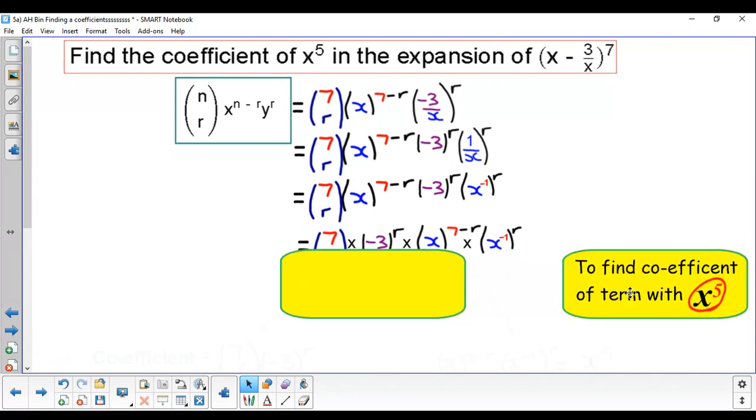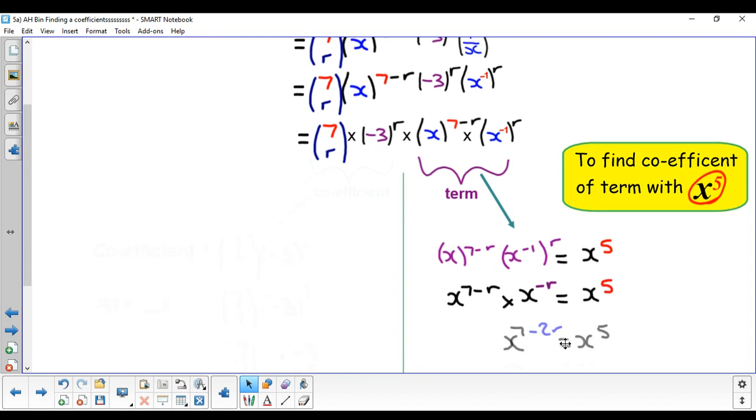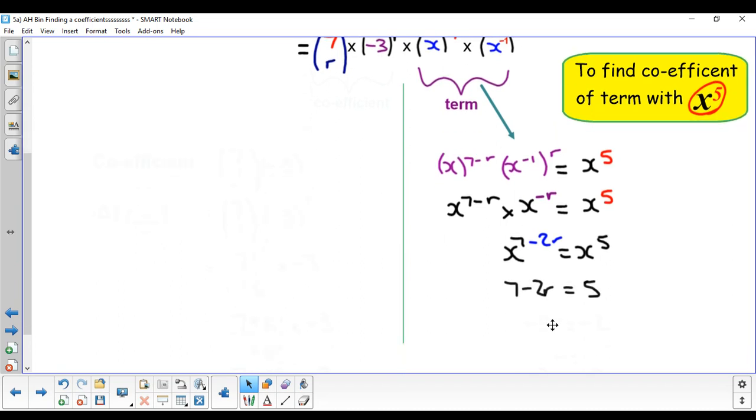You would ask for x to the 5, remember, so what we're going to do is find x to the 5, set that equal to it. So we can multiply that and have it as times x to the minus r. Remember, multiply means add indices, so it's 7 minus 2r, and then you just solve, and 7 minus 2r equals 5, take 7 off of both sides, and you get r is 1.